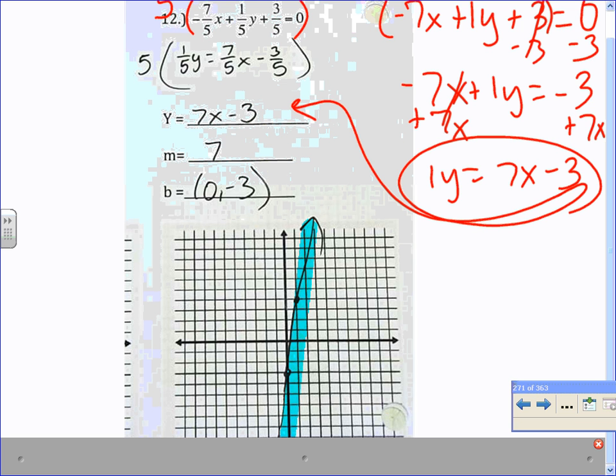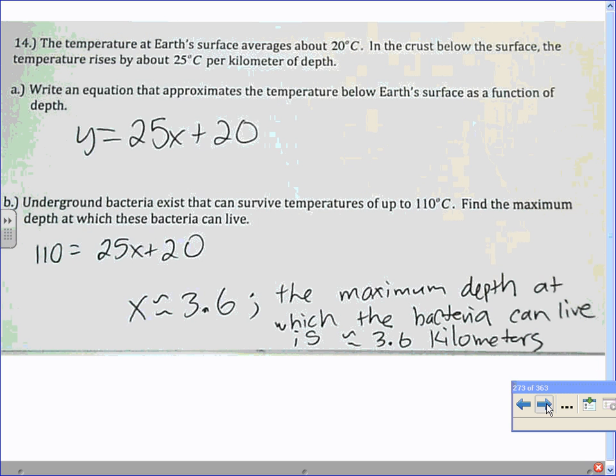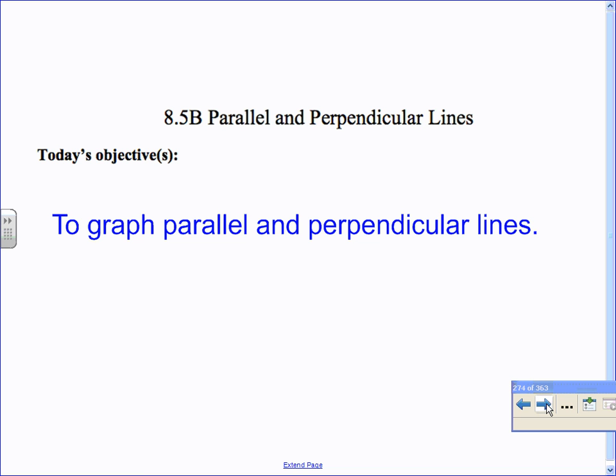Doug, quick. All right, let's go to our notes to page 20. Good job on the homework. All right, this is kind of a quick lesson. What do you guys know about parallel lines?